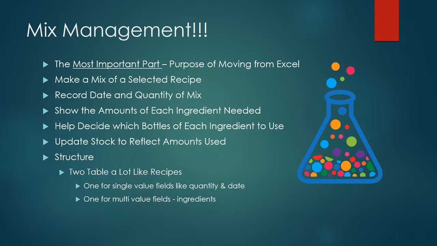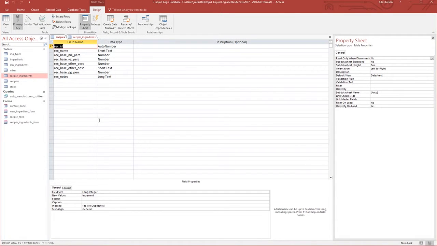And then, as with your recipes, we'll have another table that stores items where there's multiple items per mix, and that is basically the ingredients. So if we knock on over to the database, what we've got here is our existing recipe table and our existing recipe ingredients table. As you can see, we stored things that there's one of per recipe, i.e. the percentage of the nic and the percentage of the VG, and that was about it.